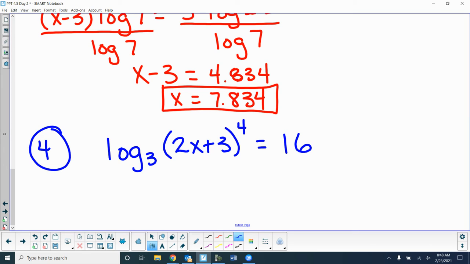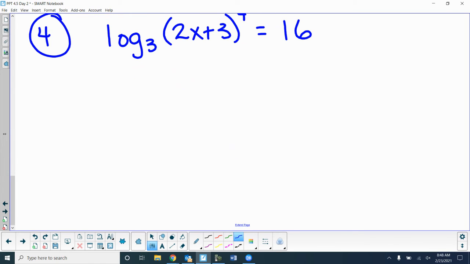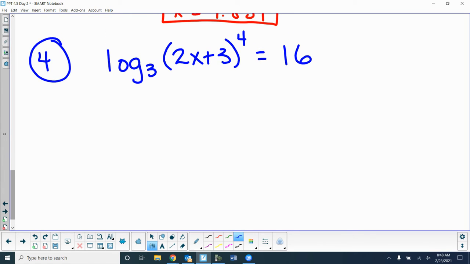Okay, if I have an exponent like I do this 4, I always like taking it to the other side of the equation, so I don't get as big a numbers. Some of you might have written this, 2x plus 3 to the 4th equals 3 to the 16th power. That's okay. But I like to get my numbers a little smaller. So whenever I have an exponent, like I do here, I always move it here first, and then I move it to the other side.